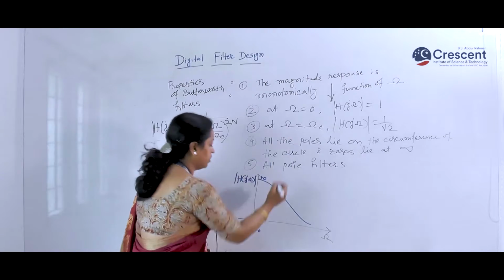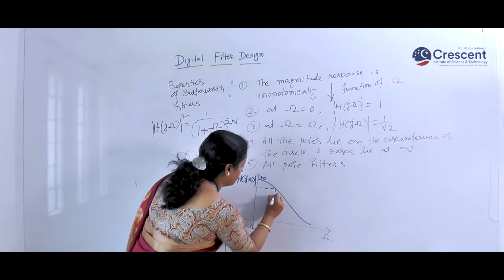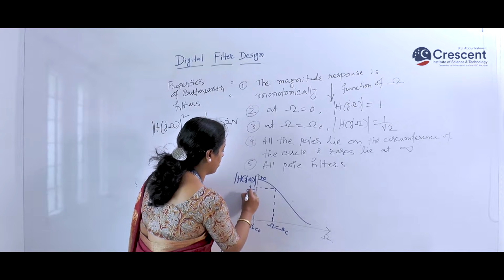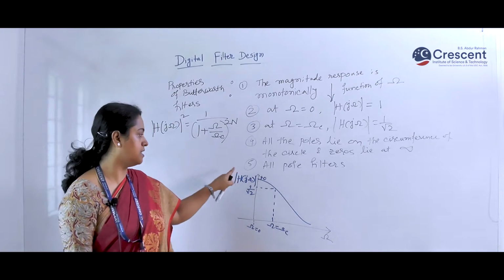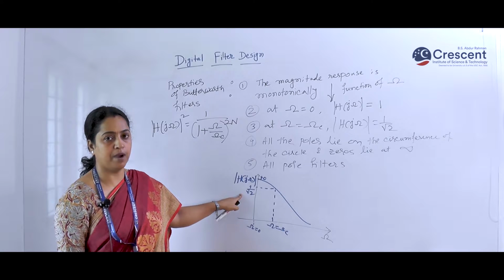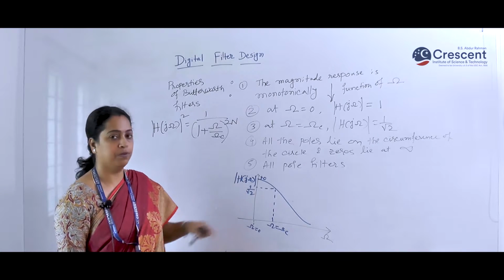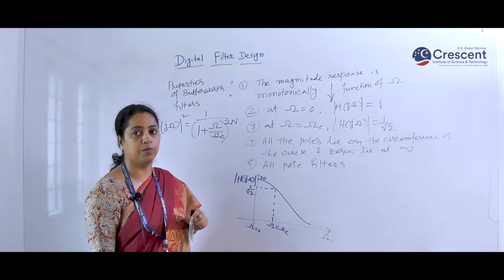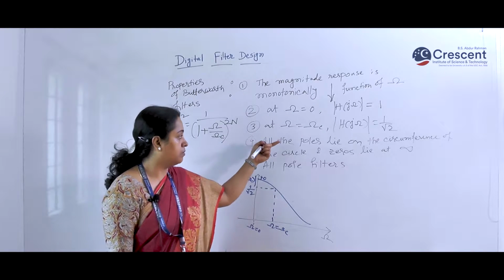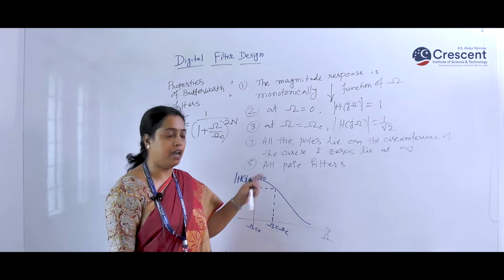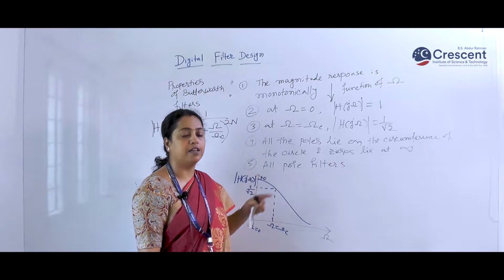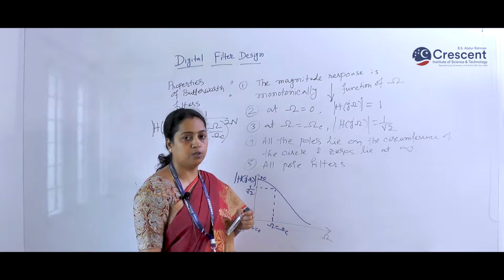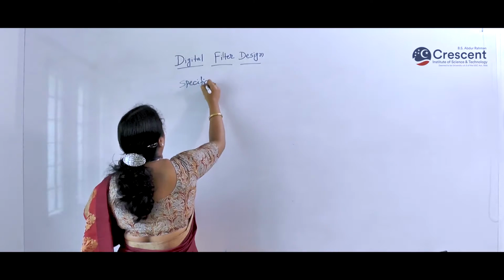And when omega equal to omega c, the value is equal to 1 by root 2, or if we express this in dB scale, this is our minus 3 dB magnitude. Next, if we find the poles and zeros of the Butterworth filter, all the poles of the Butterworth filter will lie on the circumference of a circle, whereas zeros will lie at infinity. That means there is no zero. The Butterworth filters are also called all pole filters.